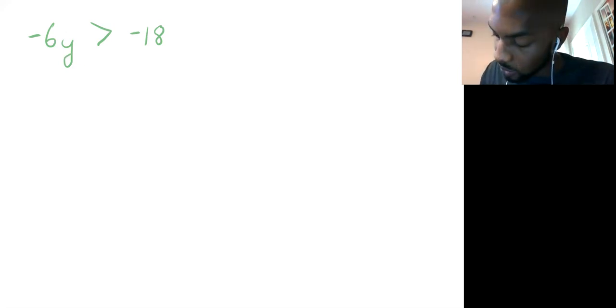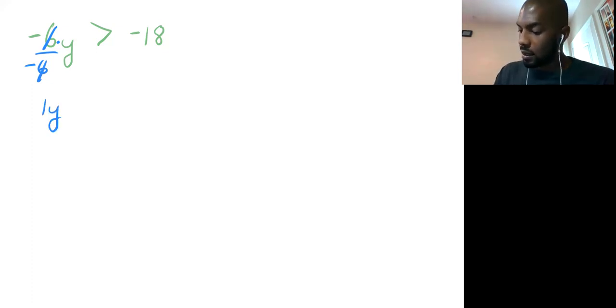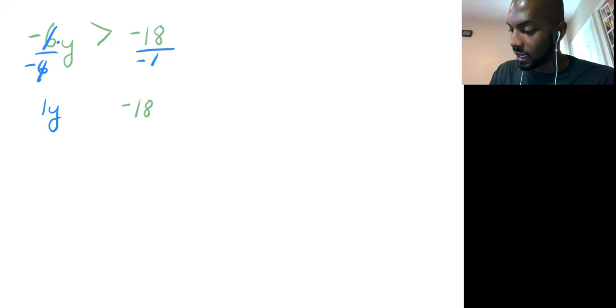I do the inverse operation of multiplication. This is negative 6 times y. I need to divide by a negative 6. Negative 6 divided by negative 6 is 1. So I'd end up with 1y and negative 18. What I did to one side, I must do to the other. So negative 18 divided by negative 6.